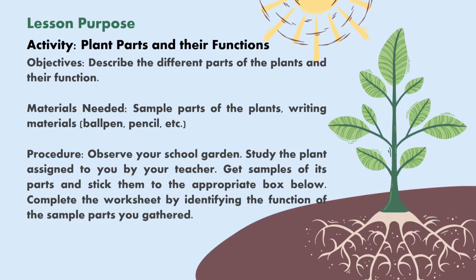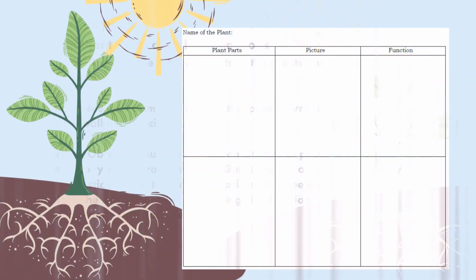And our procedure is to observe your school garden, study the plant assigned to you by your teacher, get samples of its parts and stick them to the appropriate box below. Complete the worksheet by identifying the function of the sample parts you gathered.